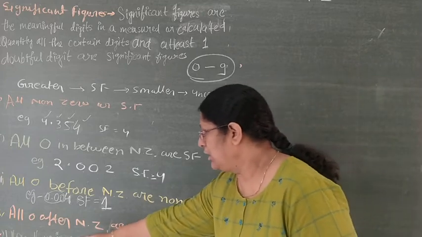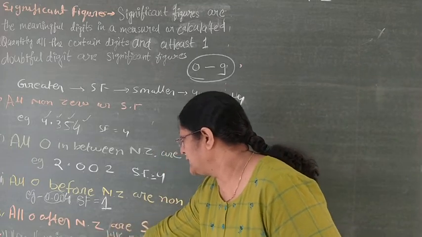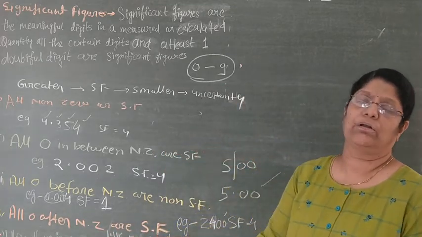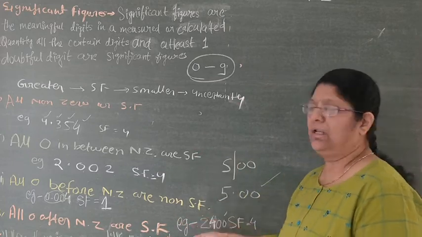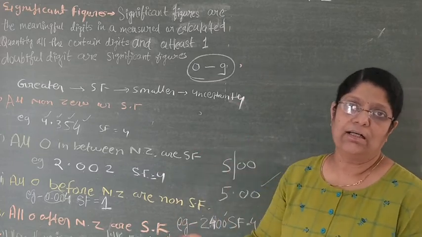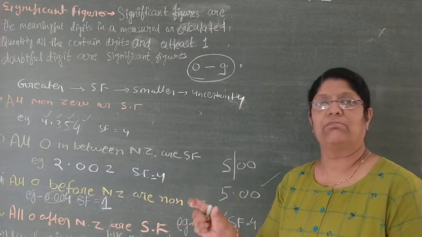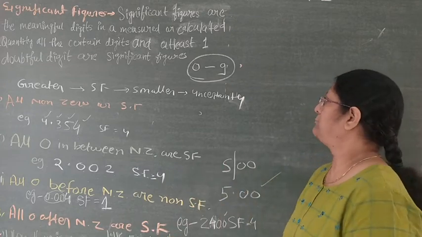The last rule: when we are talking about counted quantities, like 6 pencils or 1 dozen, that will represent itself as a significant figure. 1 dozen means 1 will be a significant figure.